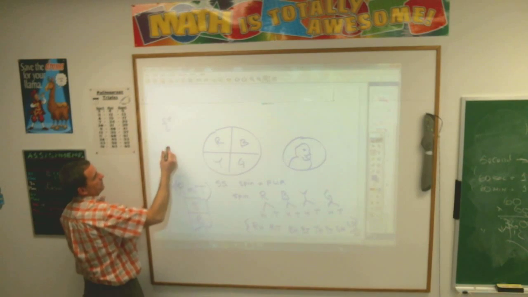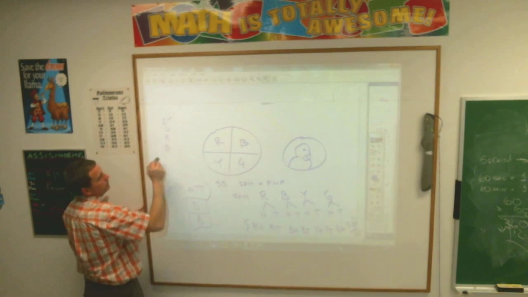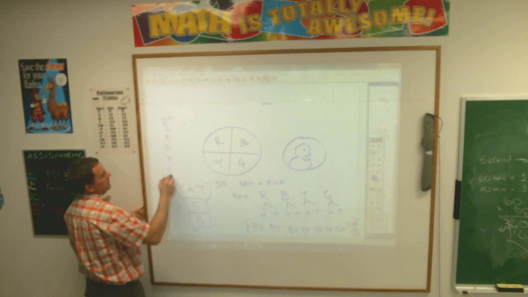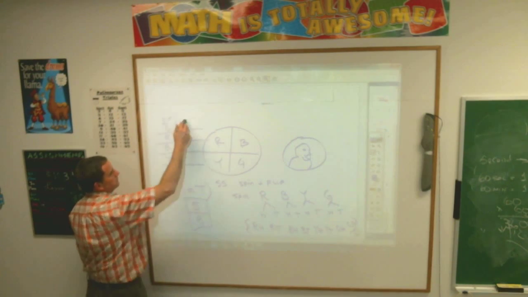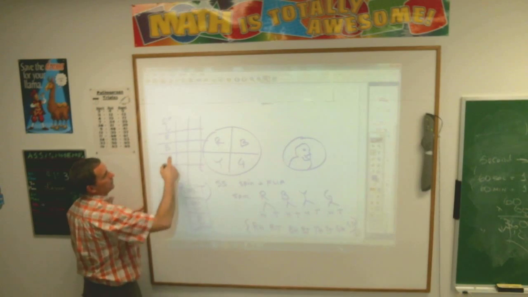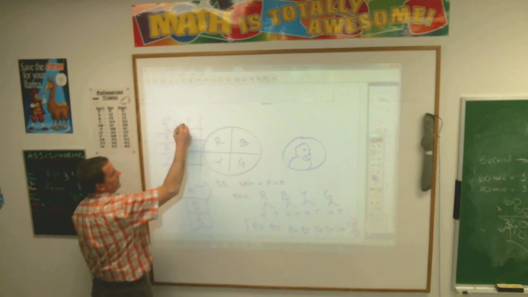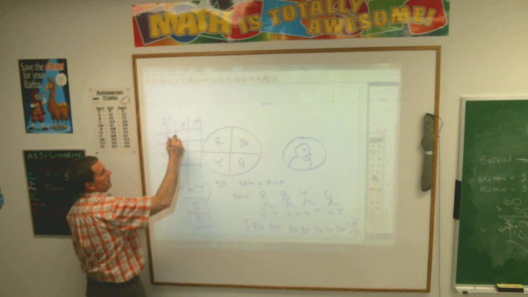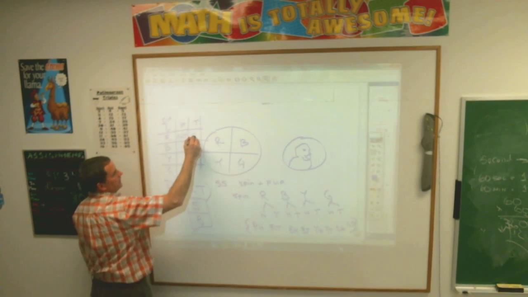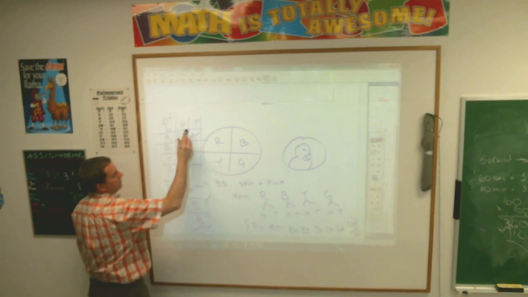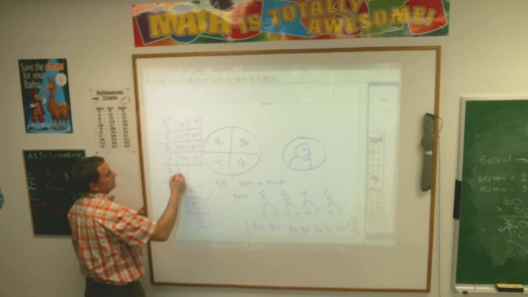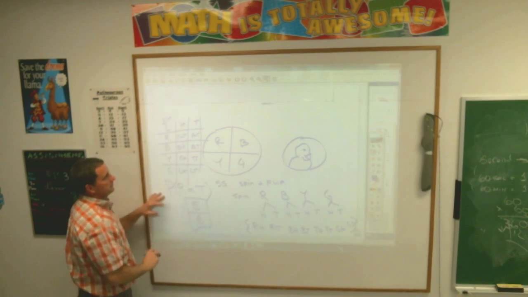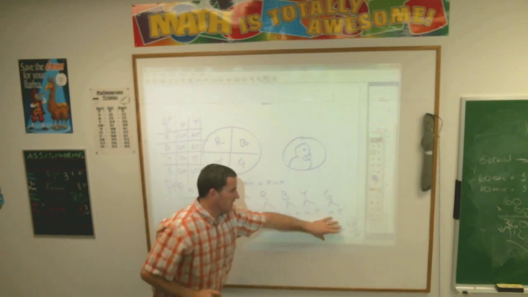How many different things for the spinner? There was red, blue, yellow, green. And then what do I have for my flipping? I have a head and a tail. So here you get red head, red tail, blue head, blue tail, yellow head, yellow tail, green head, green tail. Get your same combinations that you got here.